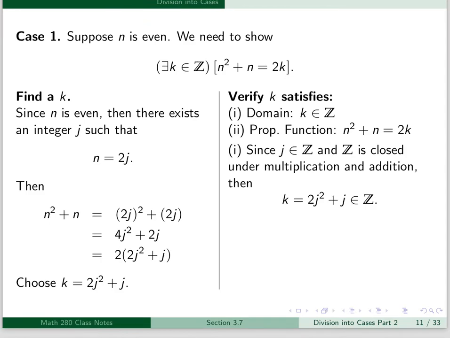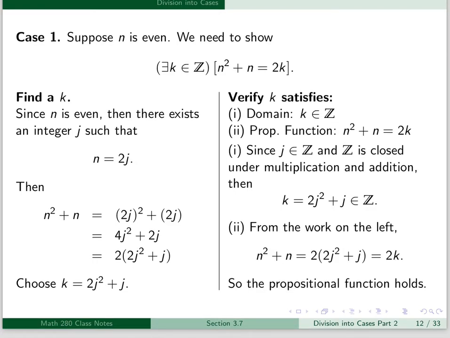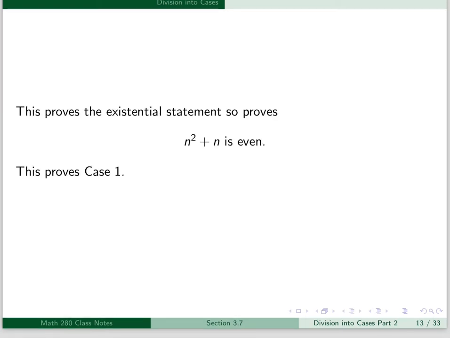Moving over into the right-hand column, since j is in Z and Z is closed under multiplication and addition, then k equal 2j squared plus j is in Z. And from the work on the left, n squared plus n is 2 times the quantity 2j squared plus j, which is 2 times our k. So the propositional function holds. So this proves the existential statement, so proves that n squared plus n is even, and this proves case 1.